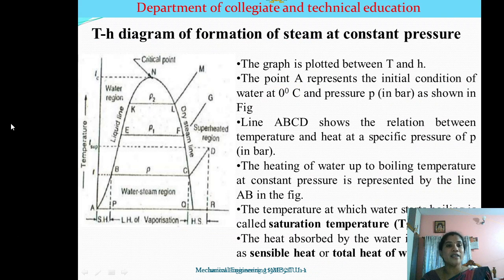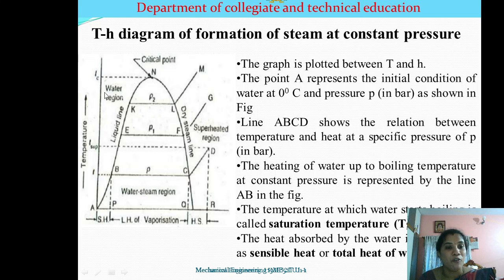Let's go for the next one. Again, it's a TH diagram for the formation of steam at constant pressure. Here we have already studied this representation, that is, the temperature-enthalpy diagram or graph.